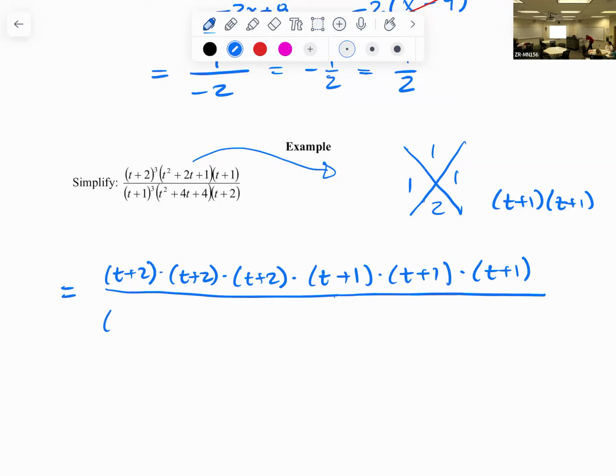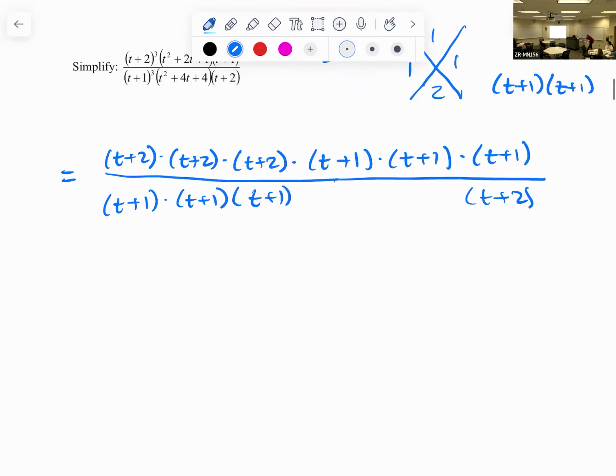Similarly, for the denominator, t plus 1 times t plus 1 times t plus 1. We're going to have 2 terms in there, and then a t plus 2. That diamond is a 4 and a 4. Hannah, what are the factors? 2 and 2.